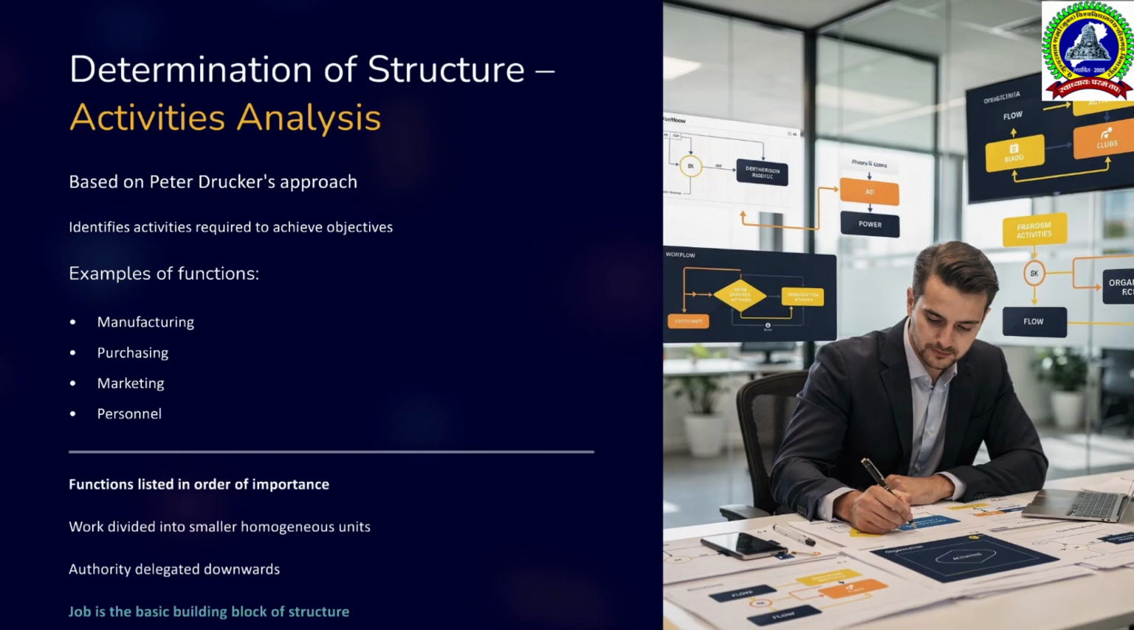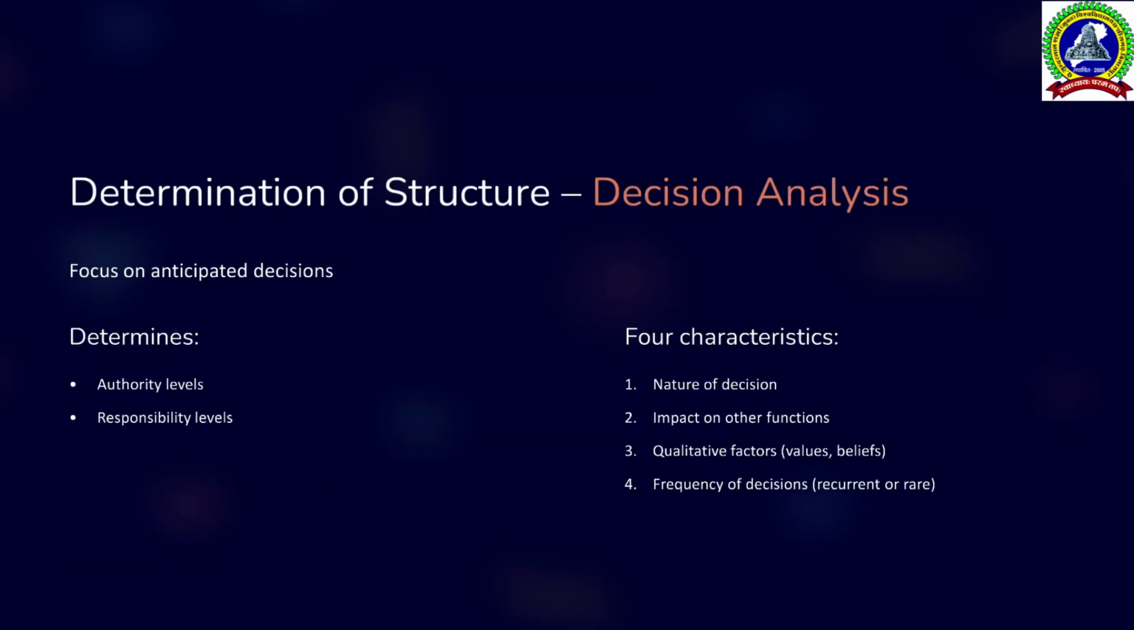Once identified, activities are ranked according to their importance and divided into smaller, homogeneous units. These units are then assigned to individuals or departments. Authority is delegated downward from top management to departmental managers and further to lower levels. Through this process, jobs are created and the jobs become the basic building block of organization structure.